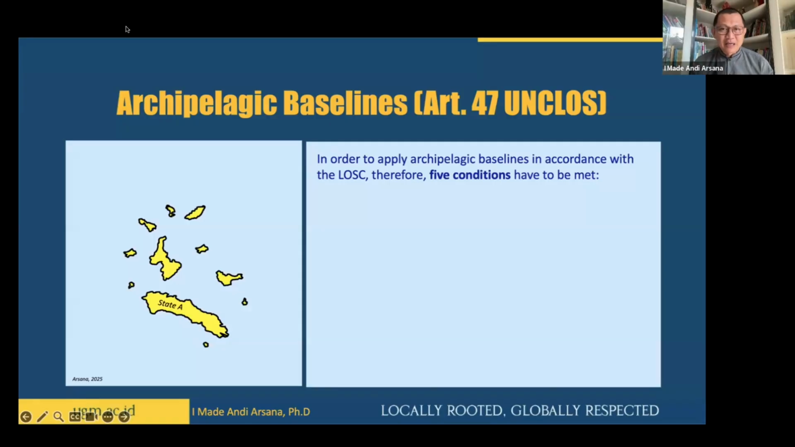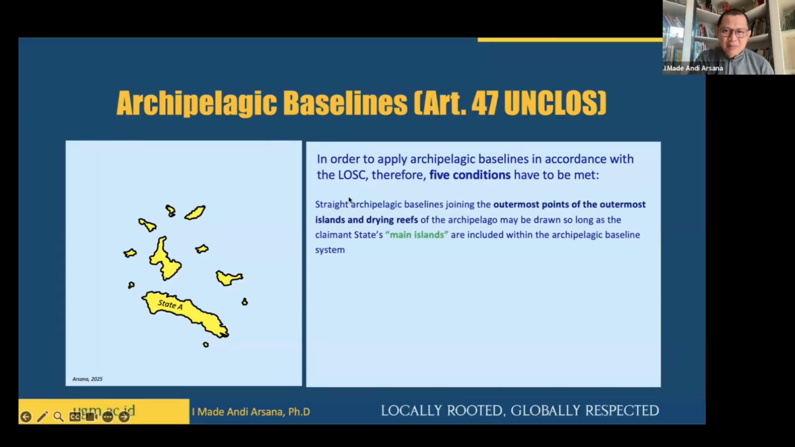So in order for a country to have an archipelagic baseline, it has to meet five conditions. Not all the archipelagos is entitled to be an archipelagic state. Jadi tidak semua negara yang terdiri dari banyak pulau itu bisa mengklaim dirinya sebagai negara kepulauan. So they have to meet these five criteria. First, the straight archipelagic baselines joining the outermost point of the outermost islands and drying reefs. That's number one. Number two, the ratio of water to land within the baseline must range from 1 to 1 to 9 to 1. We talk about this later, okay?